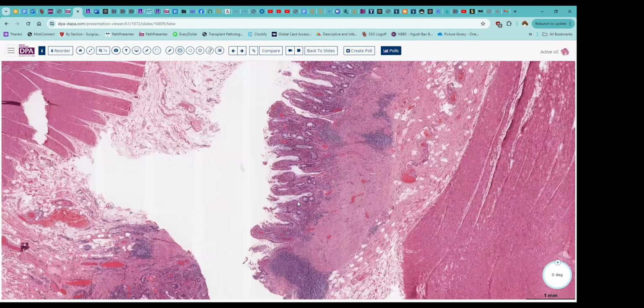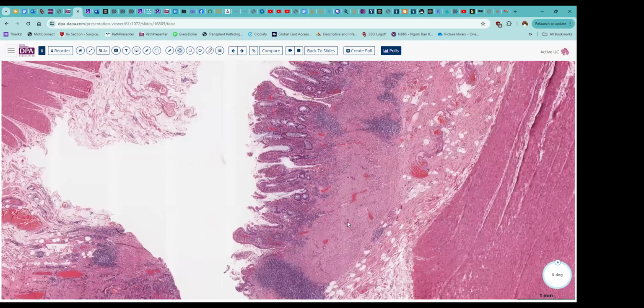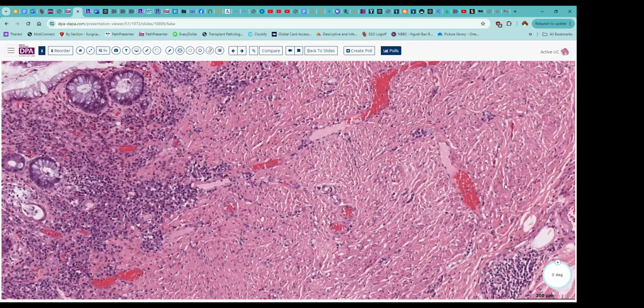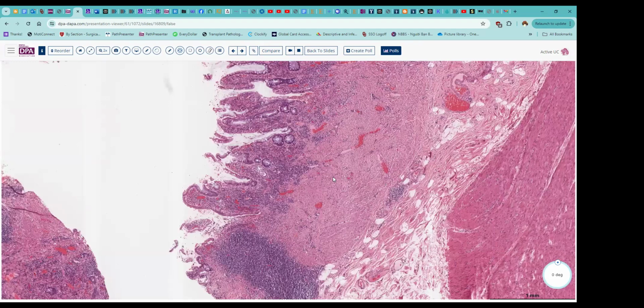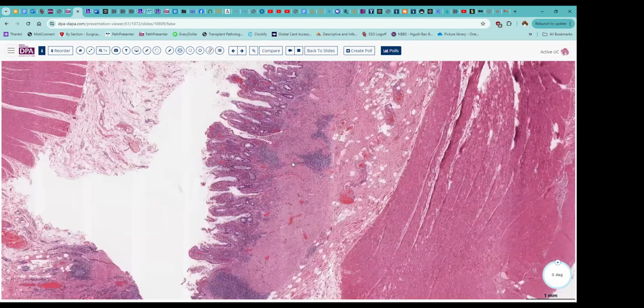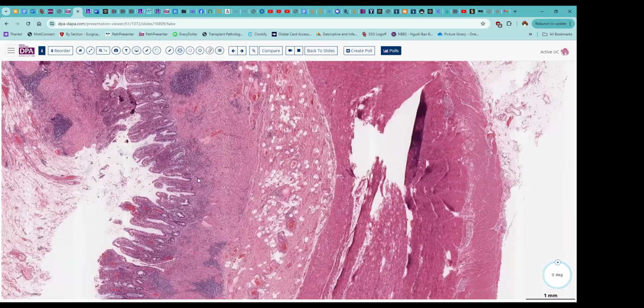So here the mucosal damage is not as severe. We see this sort of villus pattern change. And here I think you can appreciate that this is muscularis mucosa that's become quite hypertrophic. And it really jumps out to you at low magnification, as you can see here. Again, our inflammation is primarily limited to the mucosa.